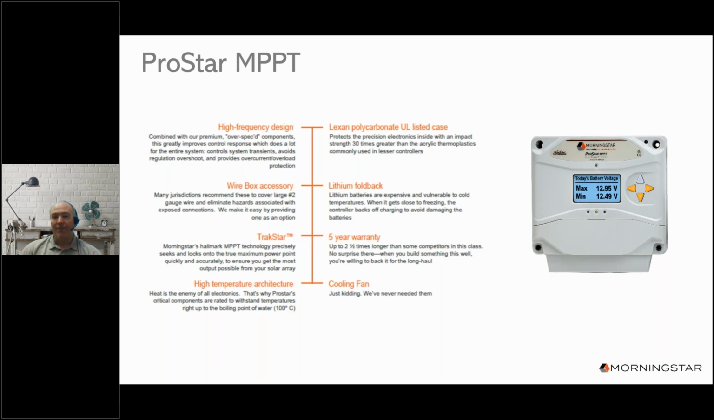Many controller brands have a 2-year warranty, but the ProStar MPPT and our other professional series controllers have a 5-year warranty. And the ProStar MPPT, like all Morningstar controllers, is passively cooled without fans, which can be a point of failure.